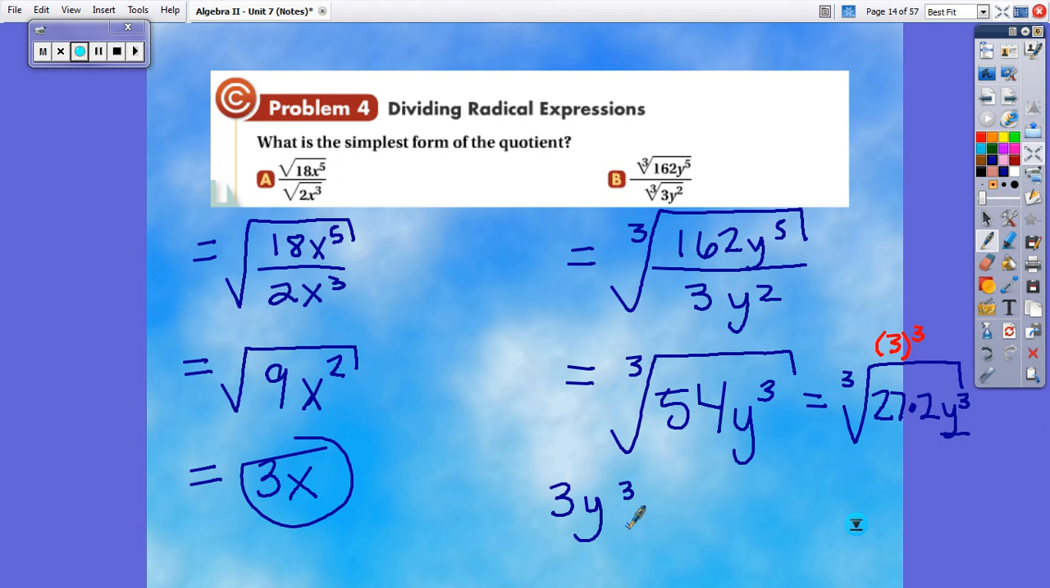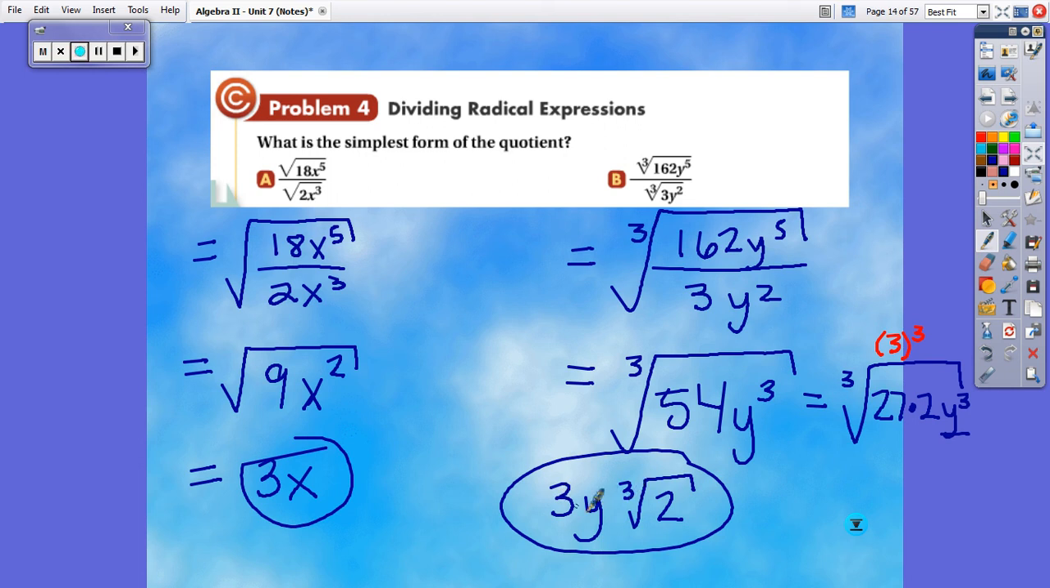And now I'm left with the third root of 2. So this would be my final answer. Be really, really careful when you're writing your answers that your index doesn't start to look like one of your numbers on the outside. So I want to be able to clearly tell that you're telling me that the index is 3 and you're not multiplying 3 times y times 3.